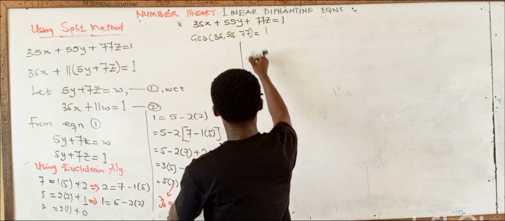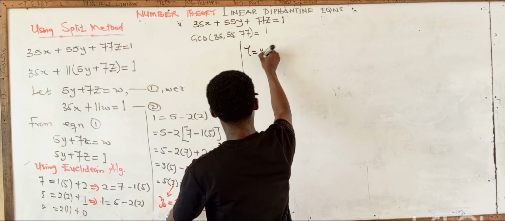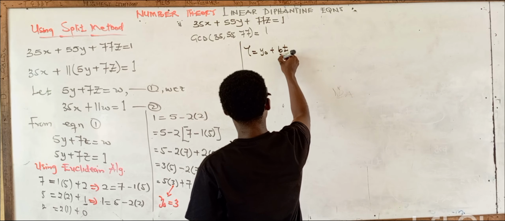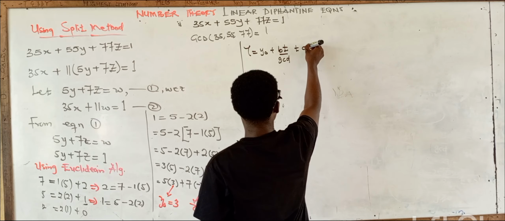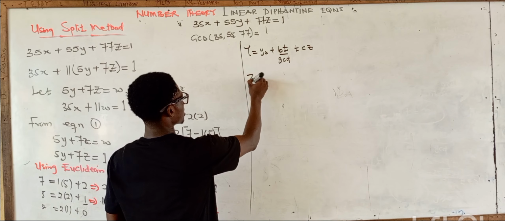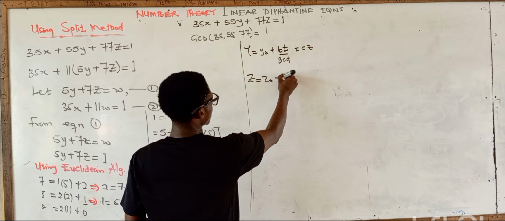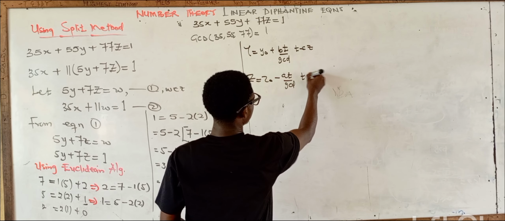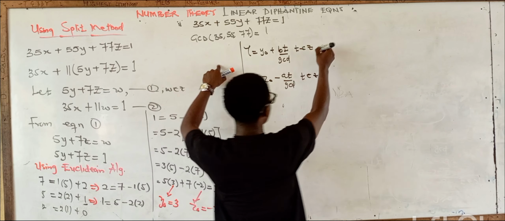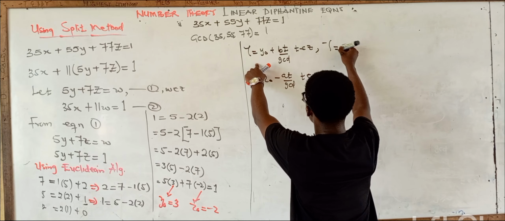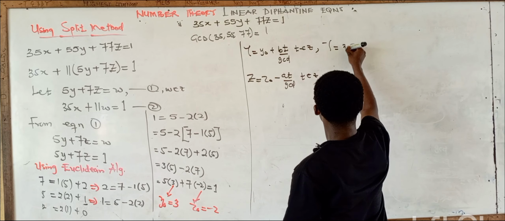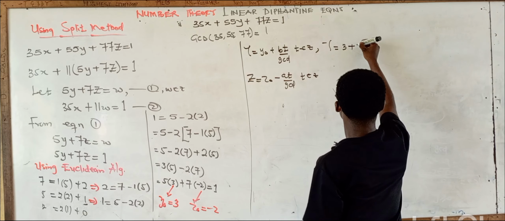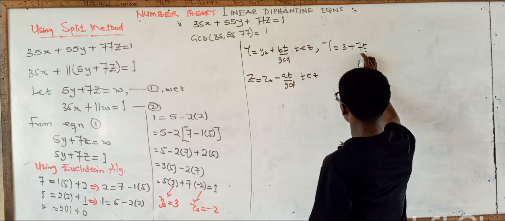So the general solution, we have our y is equal to y naught plus what? Plus bt all over the GCD, where t comes from the set of what? Integers. And then our z is equal to z naught minus at all over the GCD, where t comes from the set of what? Integers. So when we plug in, we are going to have our y equal to y naught, which is 3, plus our b, the coefficient of z. So we have 7t, the GCD is 1, so all over 1.